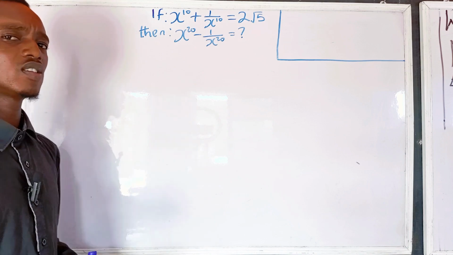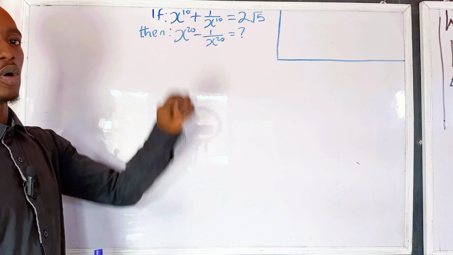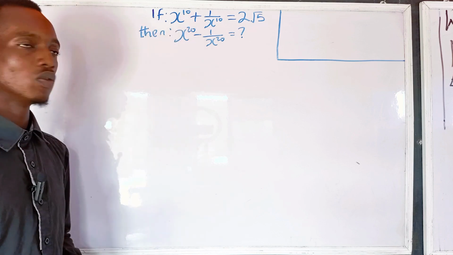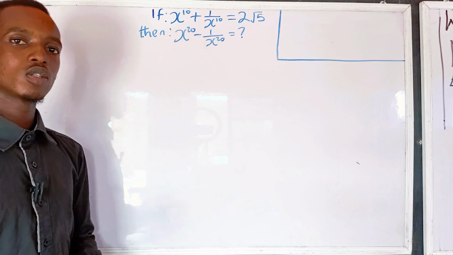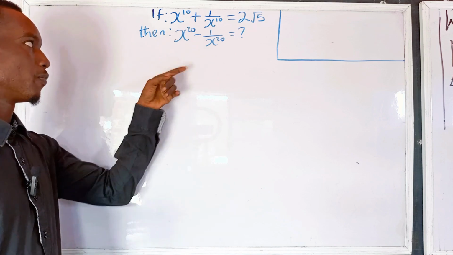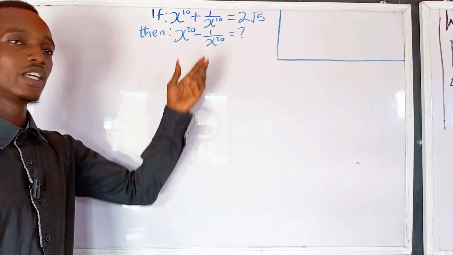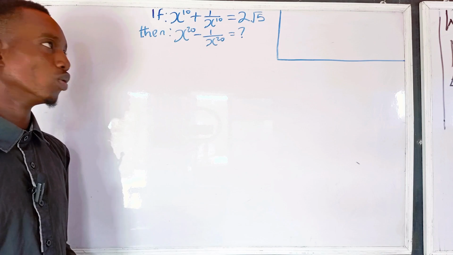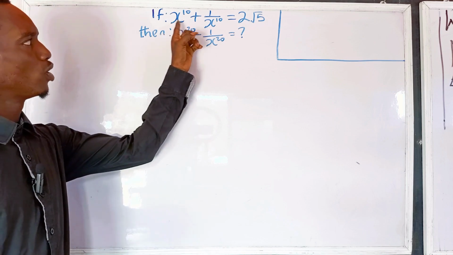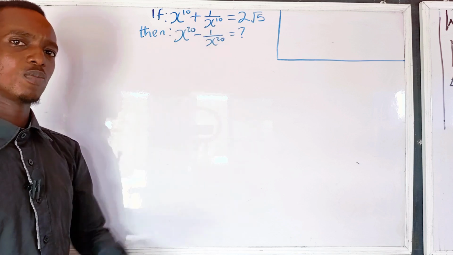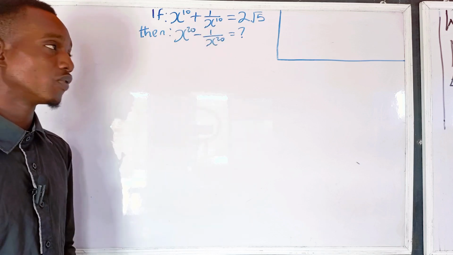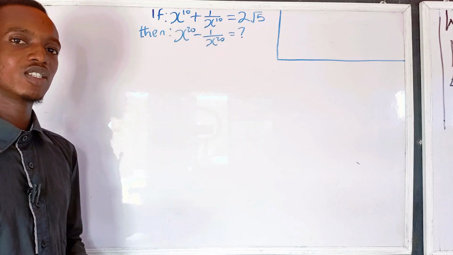Now, the question says that if x to the power of 10 plus 1 over x to the power of 10 equals 2 root 5, then x to the power of 20 minus 1 over x to the power of 20 gives us what? We don't know. But we know x to the power of 10 plus 1 over x to the power of 10. So how do we get the power of 20? We're going to do this by substitution.